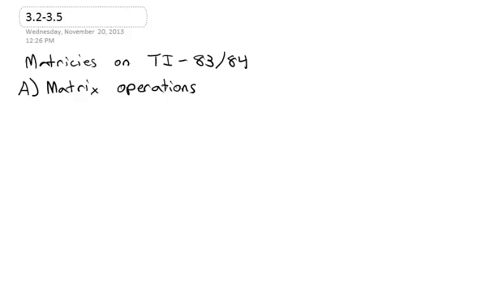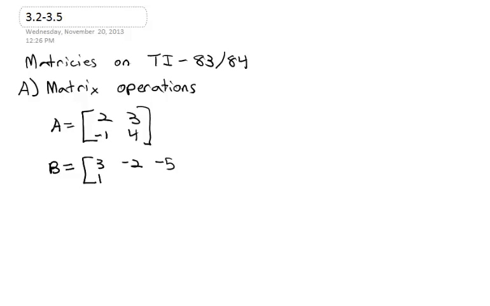So we're going to program 3 matrices into the calculator. Matrix A is going to be a 2 by 2 matrix, 2, 3, -1, 4. Matrix B is going to be a 2 by 3 matrix. It's going to be 3, -2, -5, 1, 6, 2. And matrix C is going to be a 3 by 2 matrix, 4, -1, 3, 0, -1, 5.